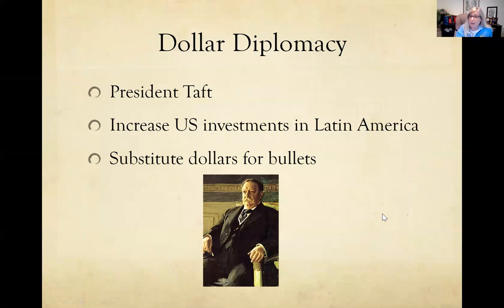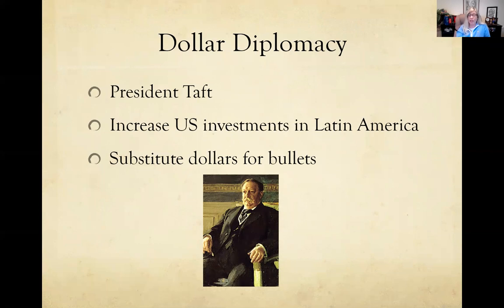All right, Taft, when he was president, we said that he had a totally different philosophy on trust busting and the environment from Roosevelt. He also has a different approach to foreign affairs, where Roosevelt's foreign policy was known as big stick diplomacy, which was expanding the military. Taft's approach to foreign affairs is going to be called dollar diplomacy.